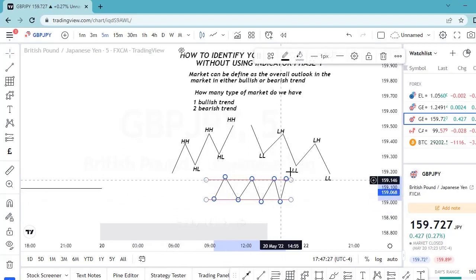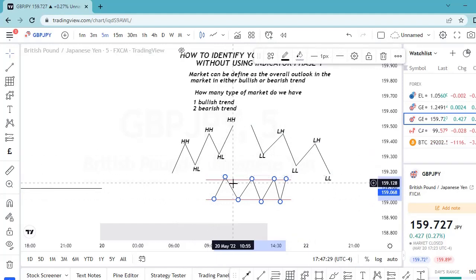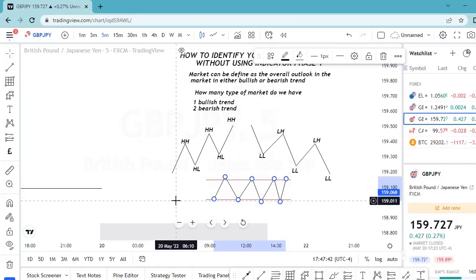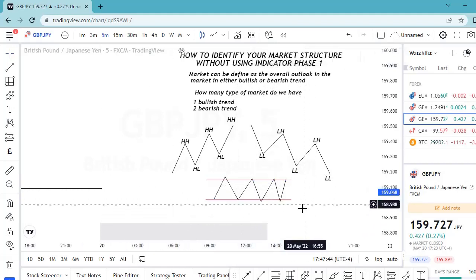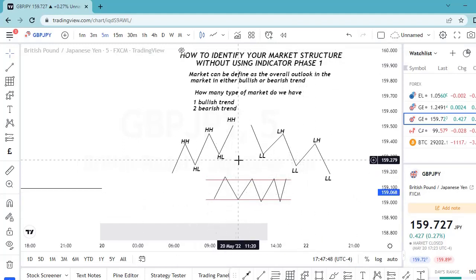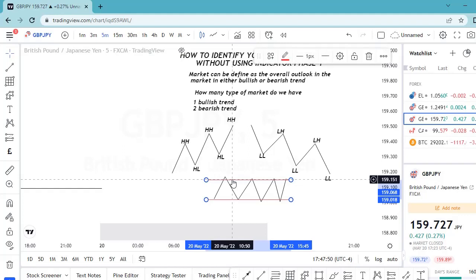It doesn't have a structure. It doesn't have a high. There's no close above, there's no close below, right? So the market is just trading in one position, hitting the support, coming back to the resistance, support, resistance, support, resistance. It doesn't have a clear direction, right? So this is it, family.